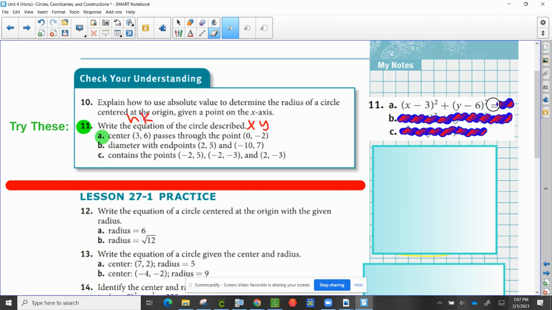Okay, here's the answer you should have gotten. So it's x minus 3 squared plus y minus 6 squared. There's your center point, 3, 6. And you should have got that r squared was 73.